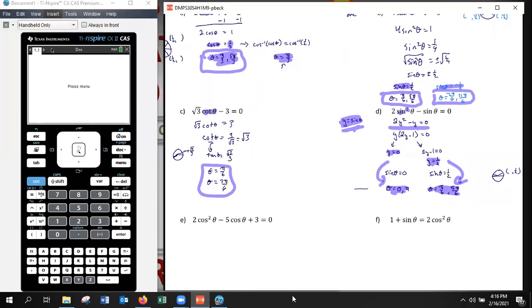And I have some noise in the background, so I need to pause. All right, I think the noise is past. Hopefully it's past. Moving right along.